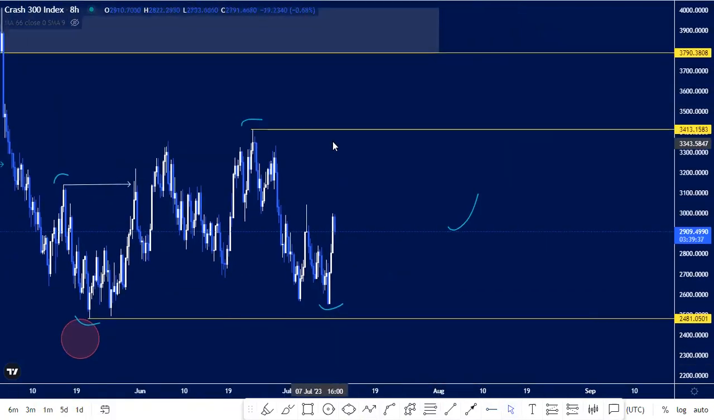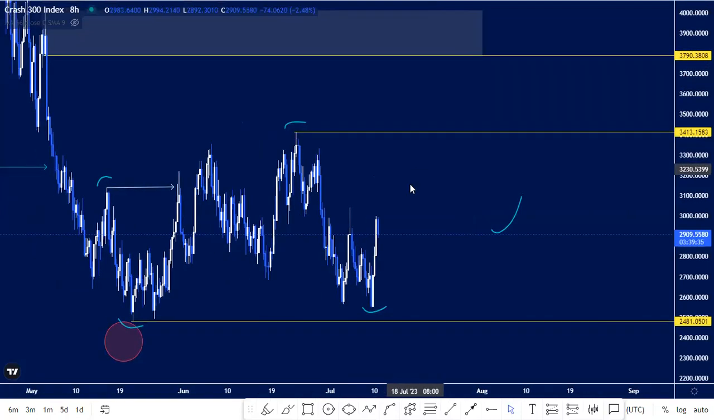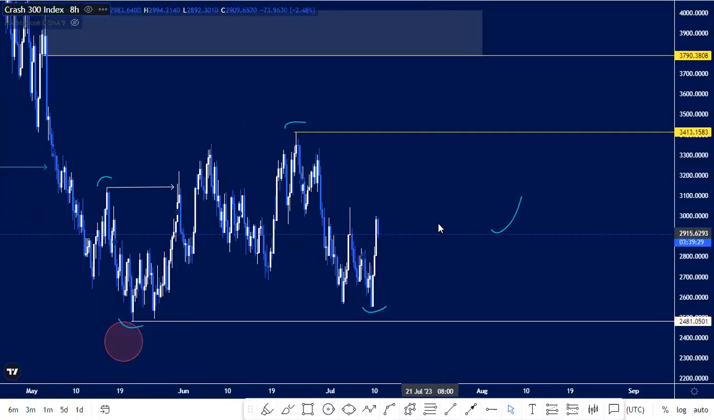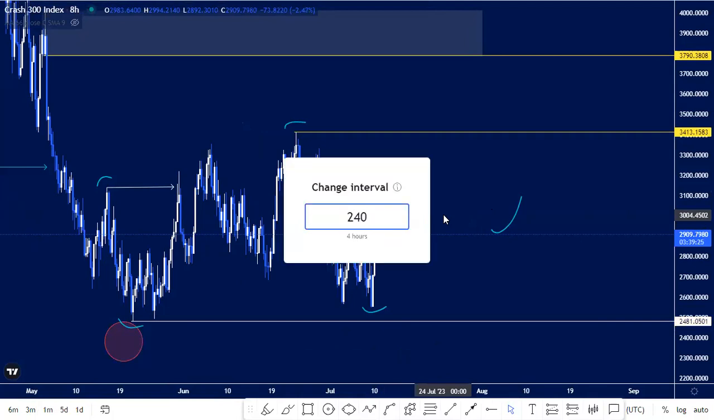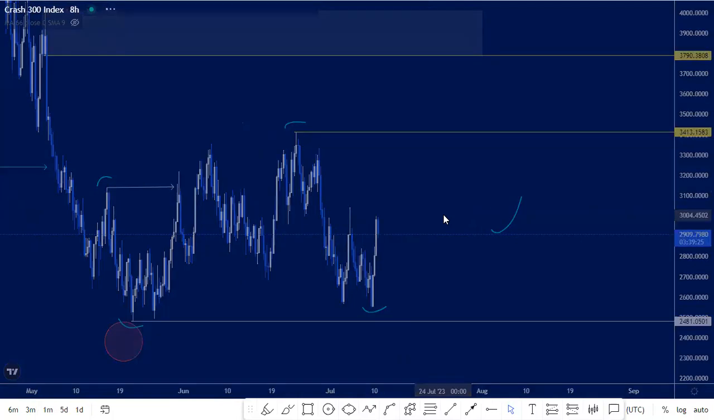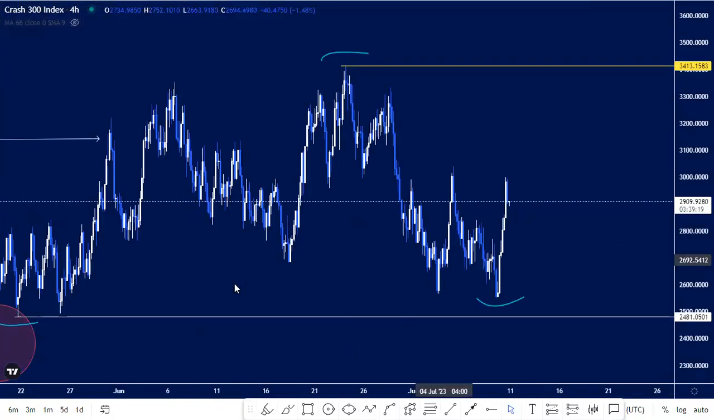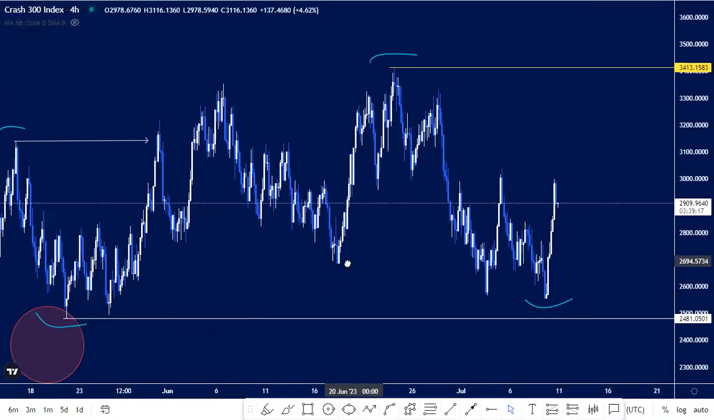Right. So first target, second target, like that. Those are the target points that I will be targeting for the buys on Crash 300. After having done all this, the most important thing is the entry point. You don't just jump in just because you heard that this market has a probability of going up. You don't just jump in.